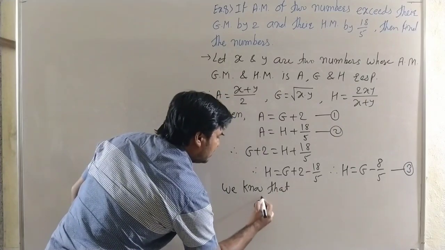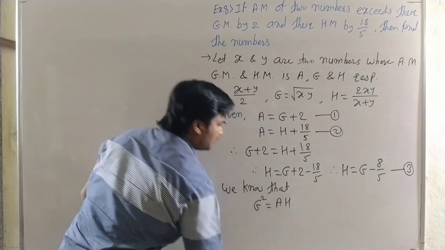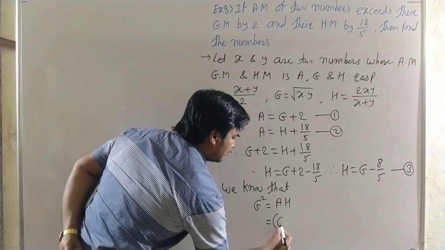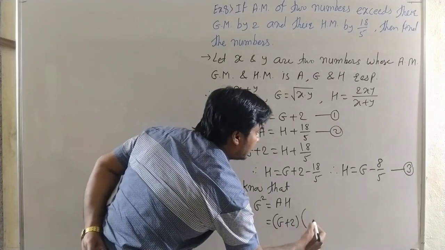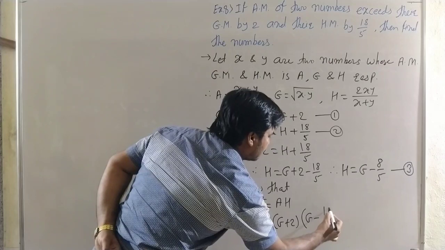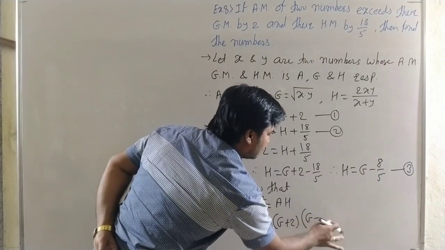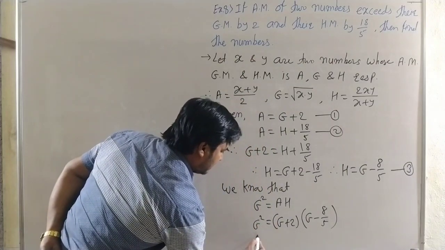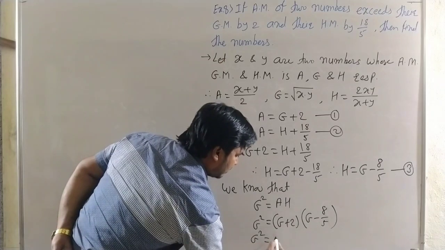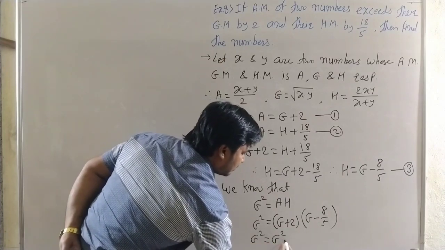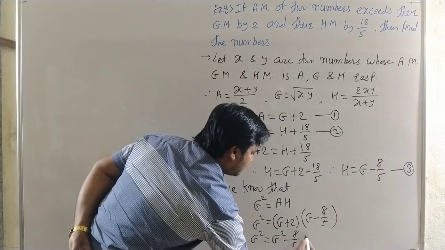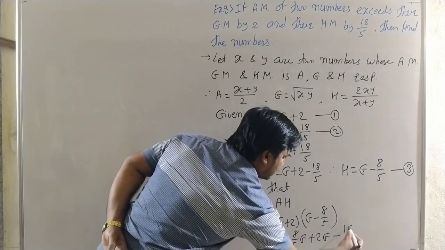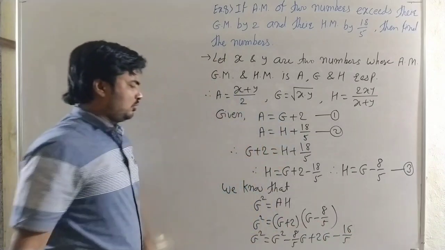We know that G² = AH. G² = AH. Then A is G + 2 and H is G − 8/5. So G² = (G + 2)(G − 8/5), take the multiplication: G² − 8/5 G + 2G − 16/5. Multiplication of these two brackets.